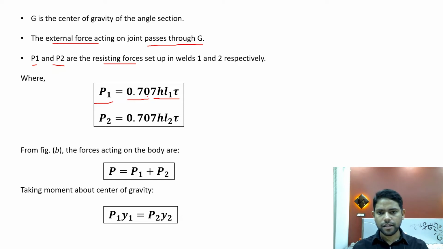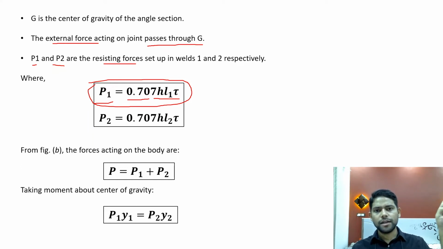L1 is the length of the first weld. H is basically the height of the weld, which by convention is taken as equal to the thickness of the plate. If you are not getting what this equation is all about, you need to watch the lecture on the design of butt weld, which you can see by clicking on the link at the top right corner.